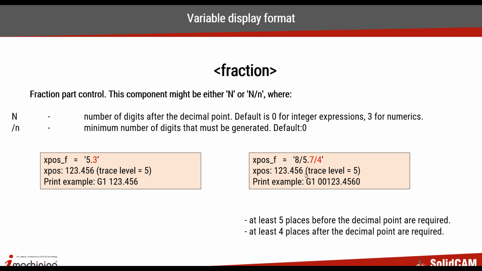Now the fraction stays the same. All rules apply equally. So if you have 7 digits maximum, but you want to define the 4 digits, you have 4, 5, 6, and then 0. If we had 5 here, we will have another 0 after it.